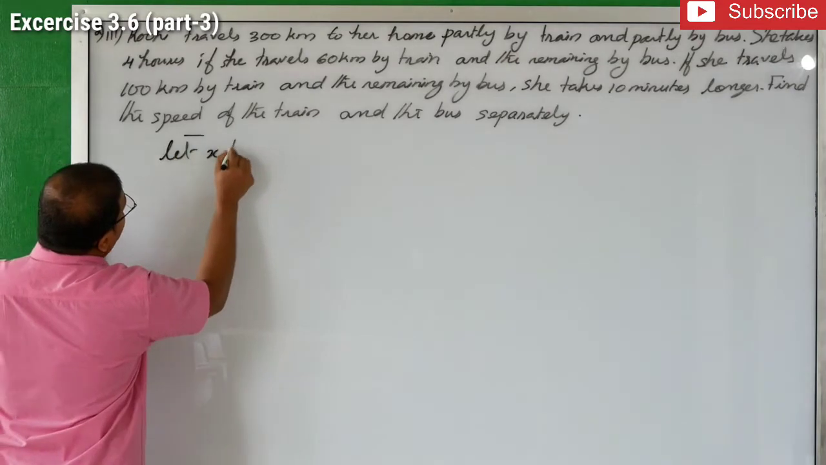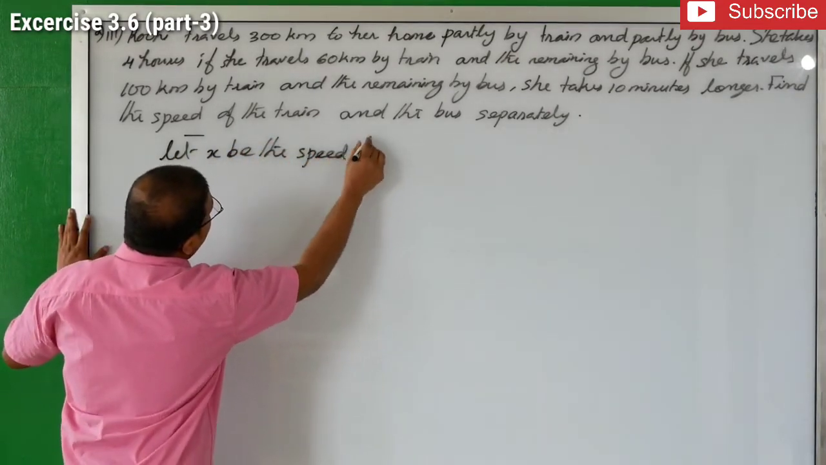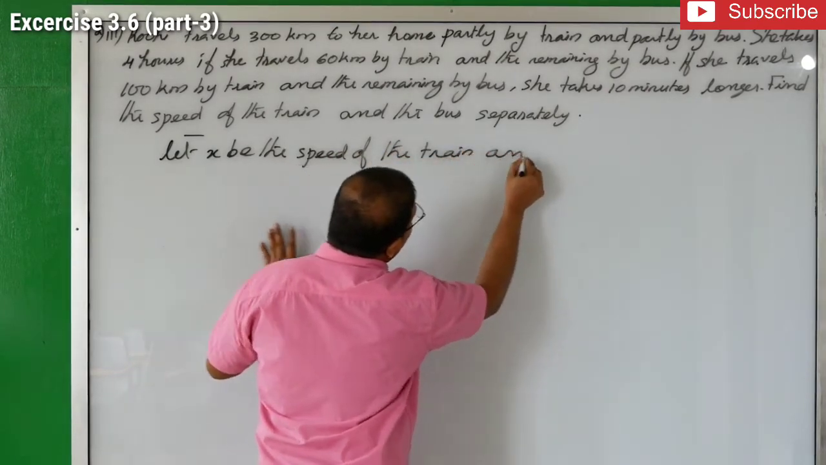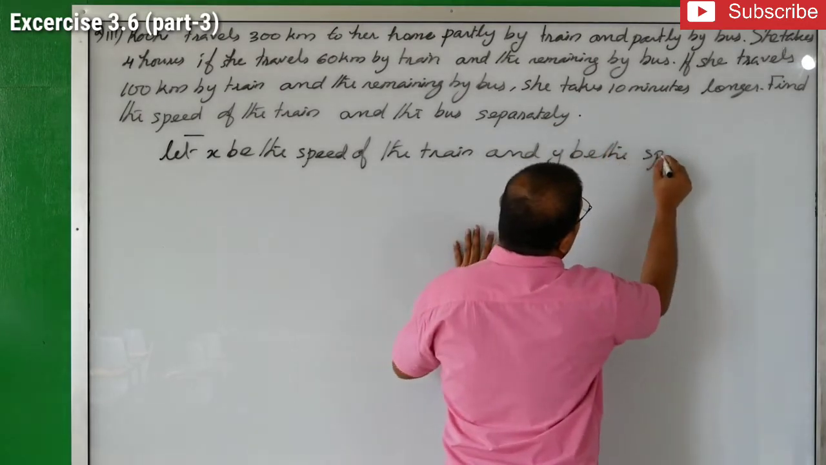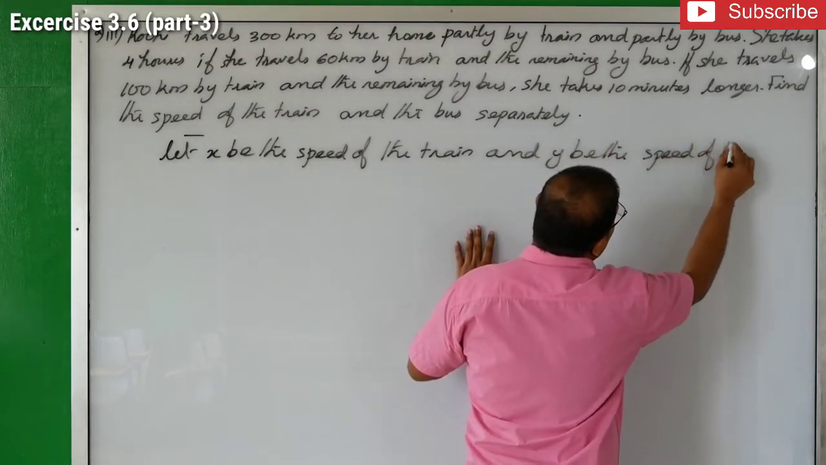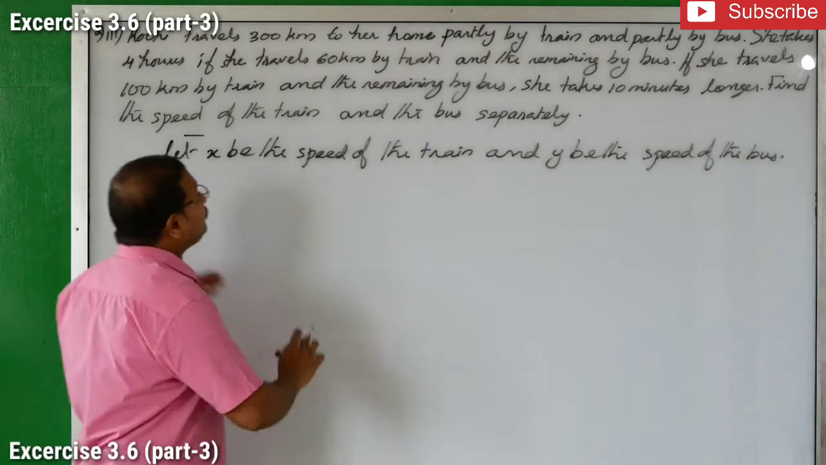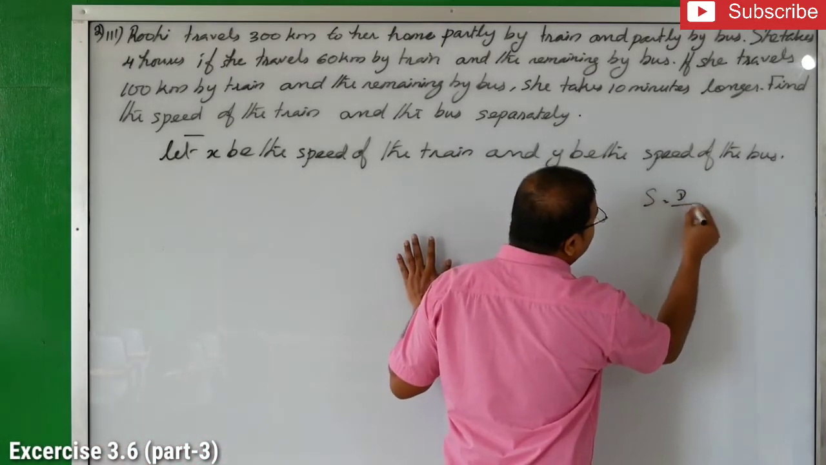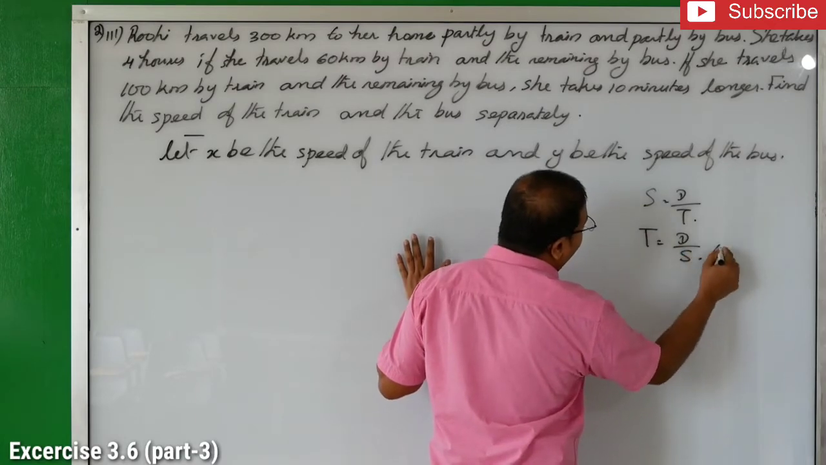Let x be the speed of the train and y be the speed of the bus. Ready? After that, we should know one equation. Speed equals distance by time. So if you want time, it equals distance by speed. Don't forget.